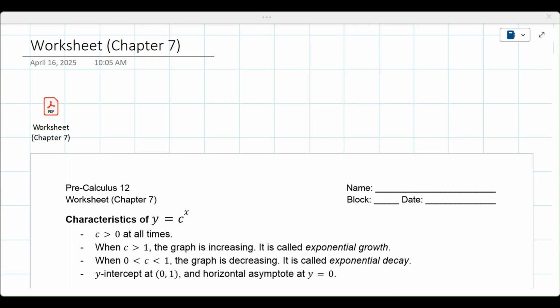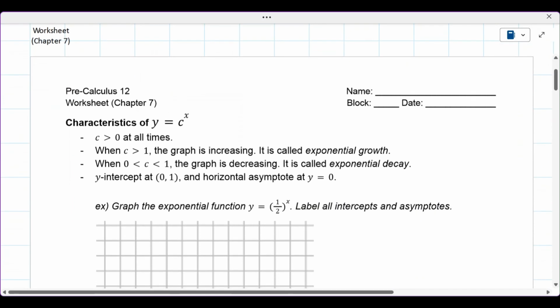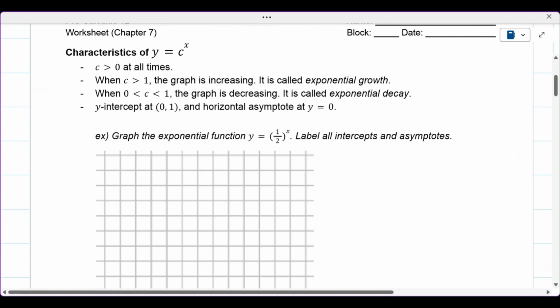Hello, grade 12s. We're going to do a worksheet for chapter 7 of the Pre-Calculus 12 together. So, the first question that we're looking at is to graph the exponential function y equals (1/2)^x. Label all intercepts and asymptotes.